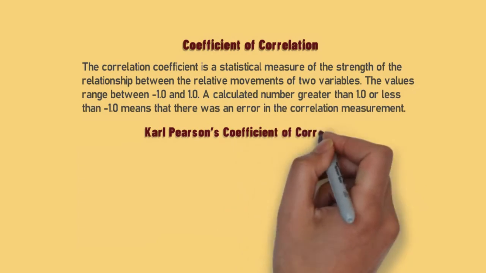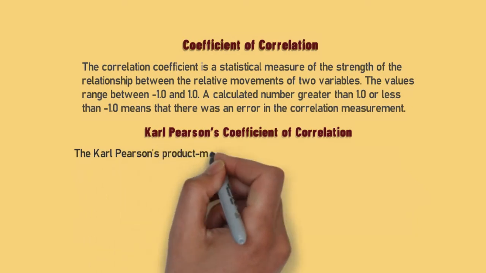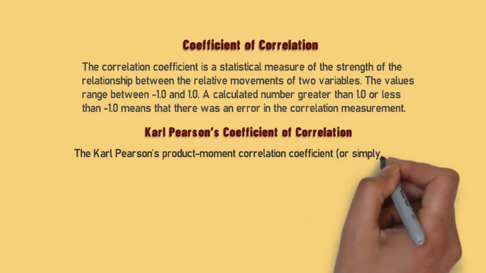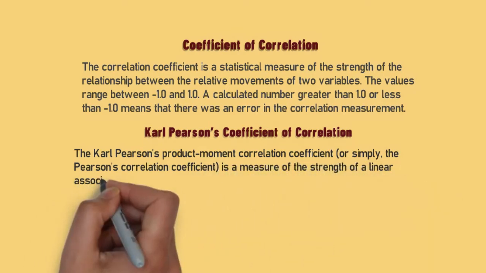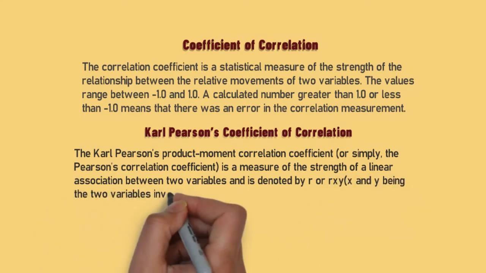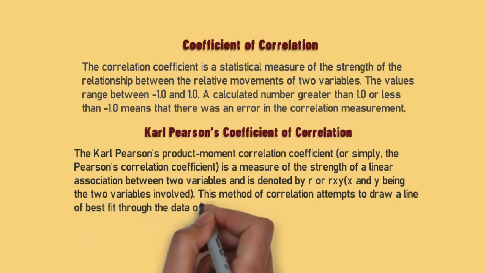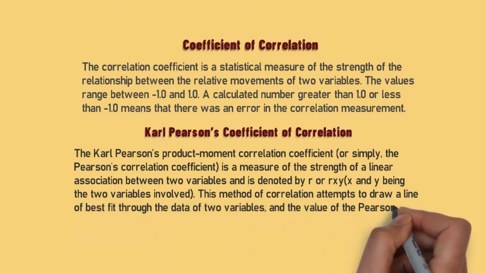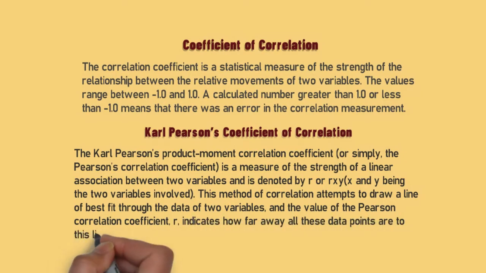Okay, so let's look at the concept of Karl Pearson coefficient of correlation. The Karl Pearson product moment method correlation coefficient, or simply the Pearson correlation coefficient, is a measure of the strength of a linear association between two variables and is denoted by R. This method attempts to draw a line of best fit through the data of two variables, and the value of the Pearson correlation coefficient R indicates how far away all these data points are to this line of best fit.